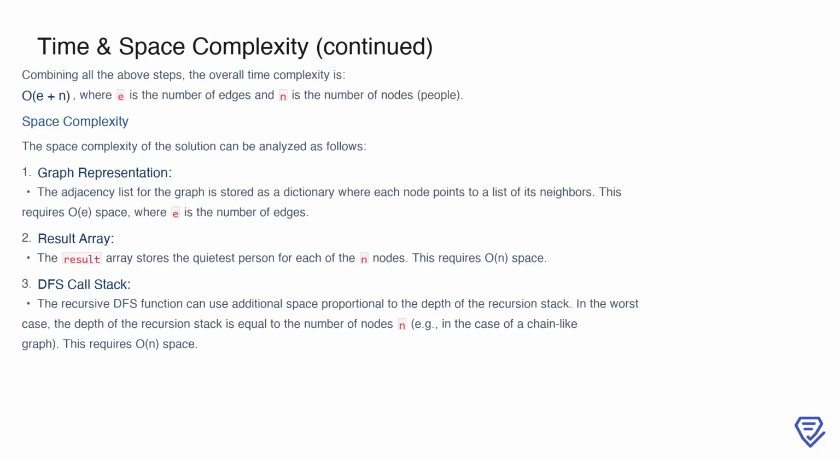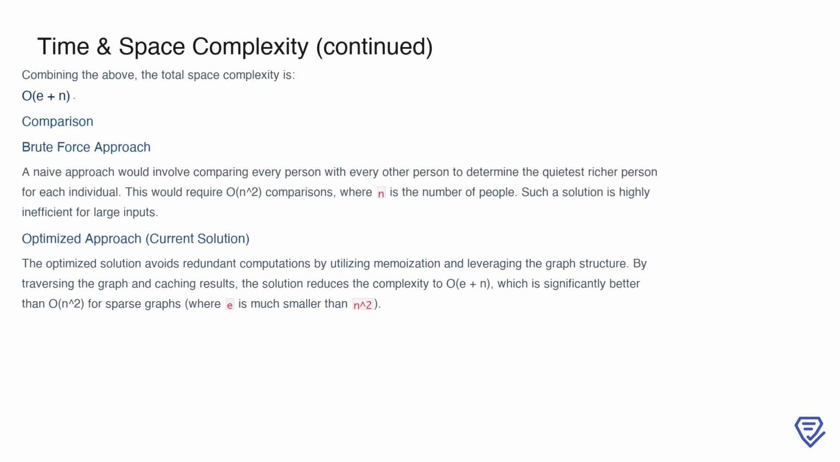Together, these components contribute to the overall space complexity. Adding up the space requirements, the adjacency list, the result array, and the DFS call stack, the total space complexity is O(E) plus n. Now let's compare this solution to a brute force approach.